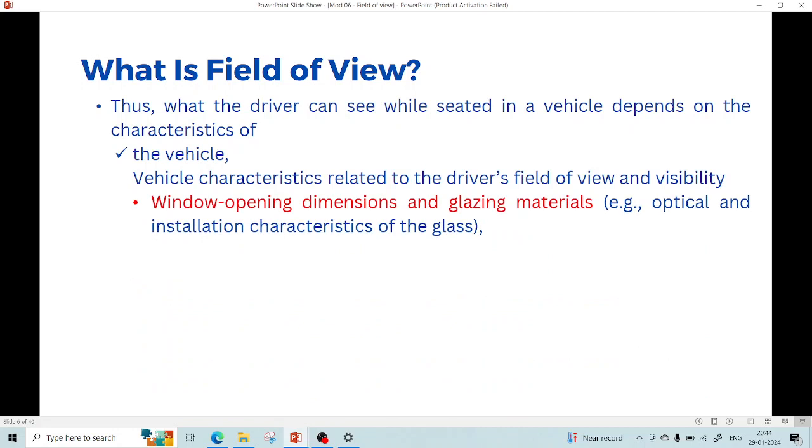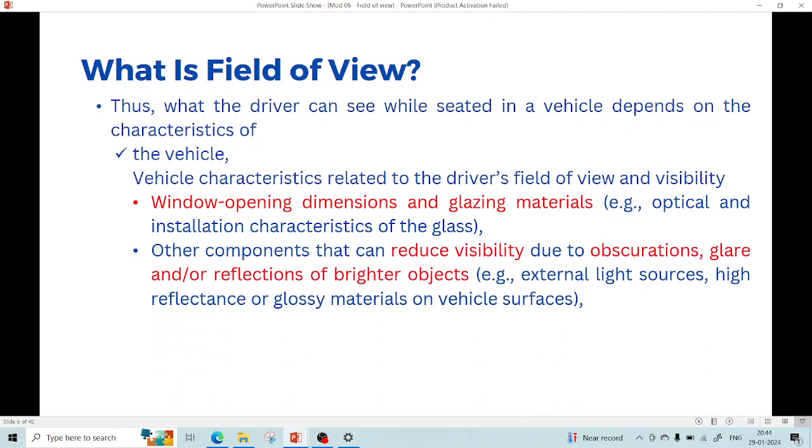The second one is the vehicle characteristics. These are related to the driver's field of view and visibility. The first is window opening dimensions and glazing materials, that is the optical and installation characteristics of the glass, and the amount of openings which you have. The second is other components that can reduce visibility: obstructions, glare on objects, reflections on brighter objects, external light sources, and high reflection or glossy material on the vehicle surfaces. All those things will definitely affect it.